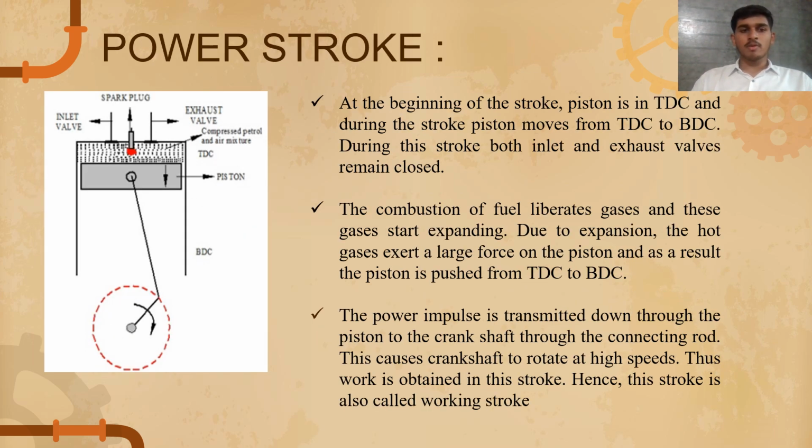So the next one is power stroke. At the beginning of the stroke, the piston is at the top dead center, and during the stroke, the piston moves from the top dead center to the bottom dead center, which is from top, it is dragged downwards. And during this stroke, both the inlet and exhaust valves remain closed, and the combustion of fuel liberates gases, and these gases start expanding. Due to the expansion, the hot gases exert a lot of force on the piston, and as a result, the piston is pushed down from top dead center to the bottom dead center.